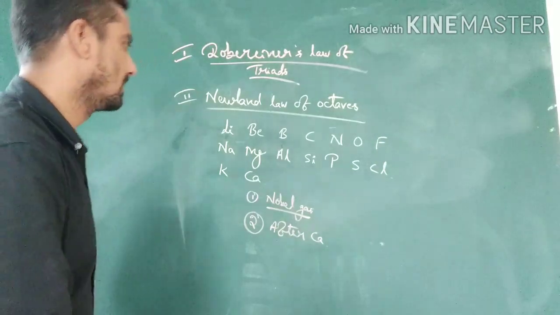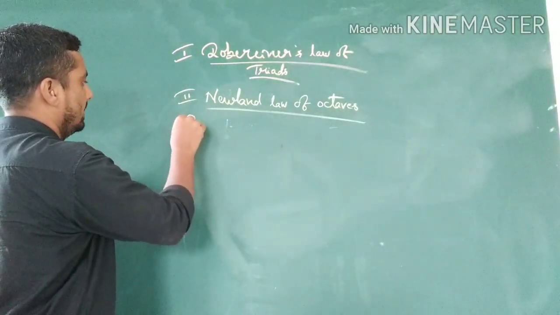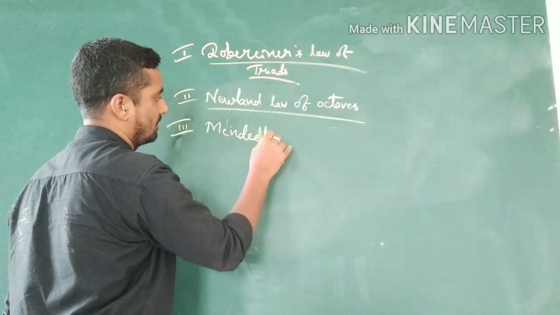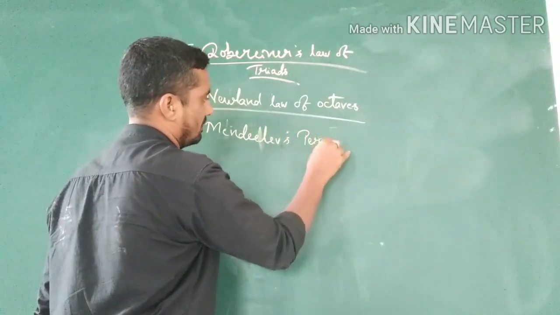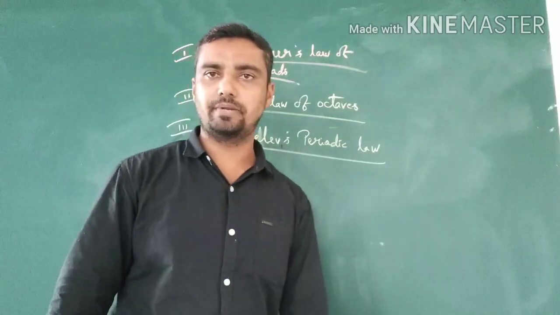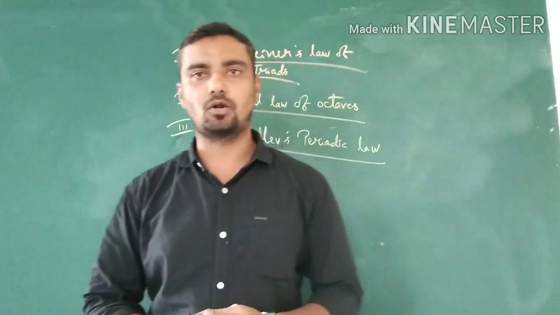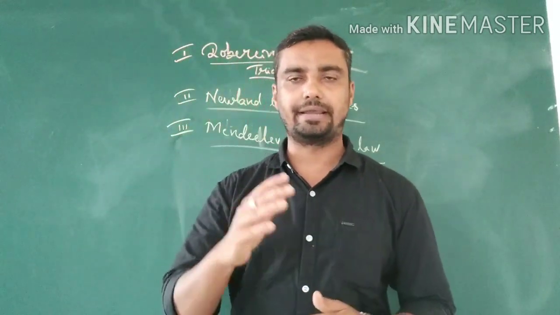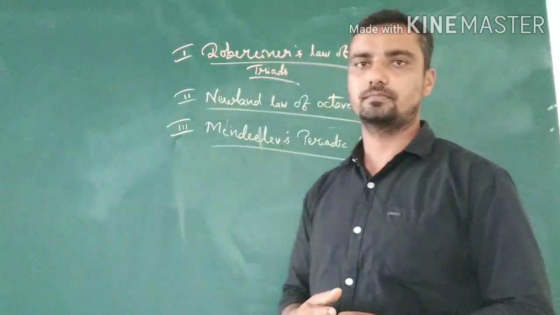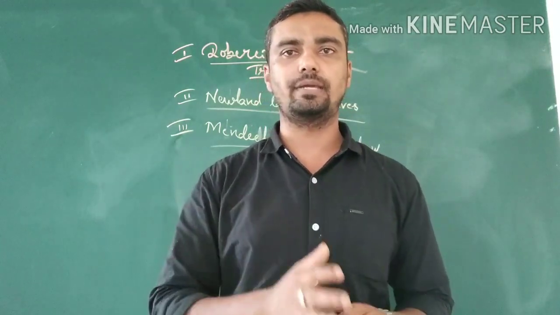Now we come to the next law, Mendeleev's periodic table. In Mendeleev's periodic law, the physical and chemical properties of elements are a periodic function of their atomic masses. The elements are arranged according to the increasing order of their atomic masses. This is explained by Mendeleev's periodic law.